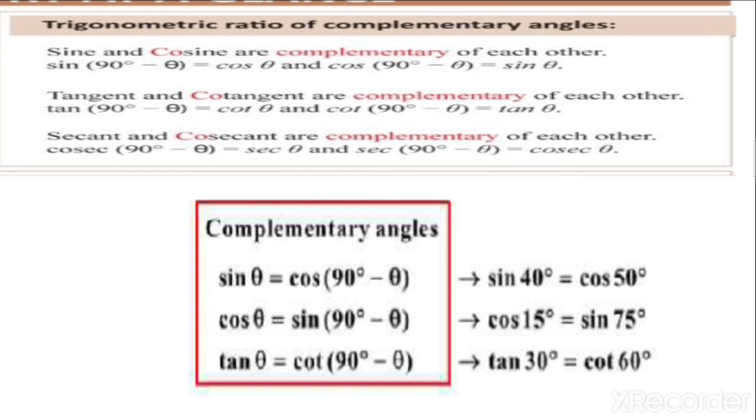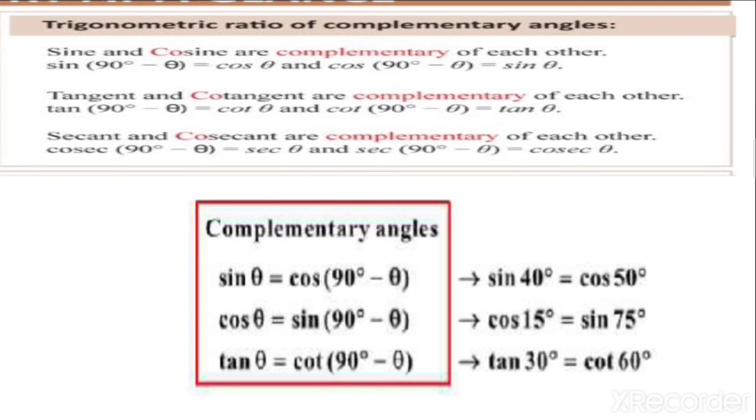Very simple. In simple word, what you did, you just subtracted the value given over there from 90. So if I am asking you sine 20, that means what you will do? Cos 90 minus 20. Simply you will subtract it from 90. So sine theta is equals to cos 90 minus theta. Theta could be any angle.